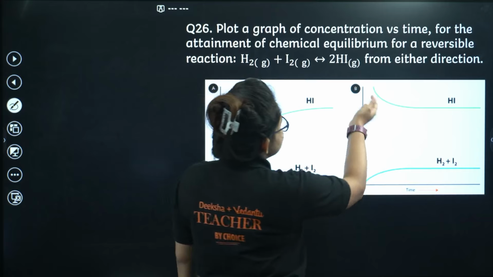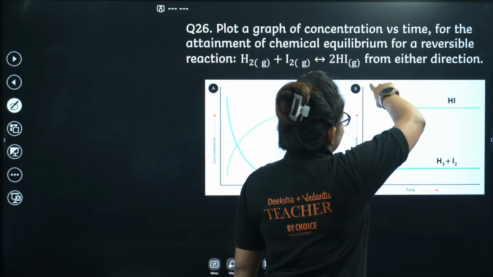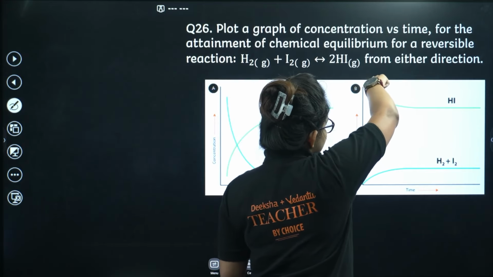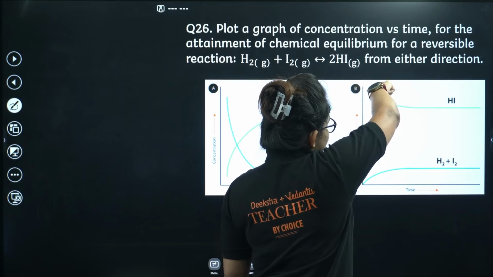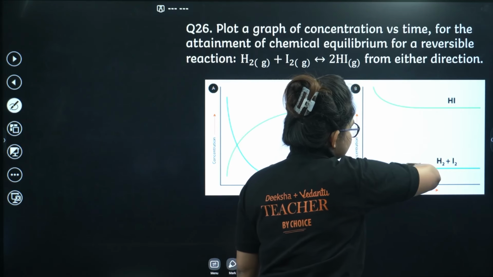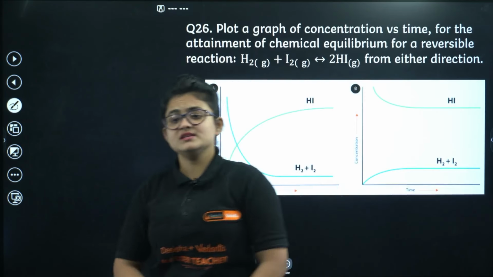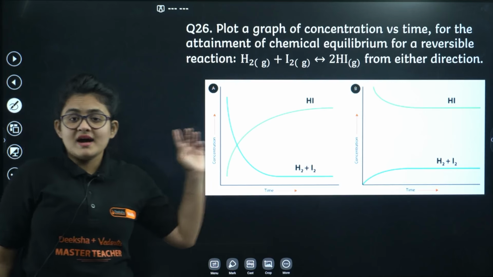Now let's take the reaction in the reverse way. So from HI we are starting. Here the concentration of HI is decreasing slowly and H2 plus I2 is going up like that. Okay, so this is the graph from either side.